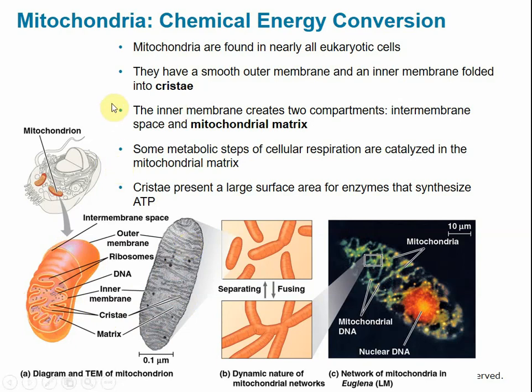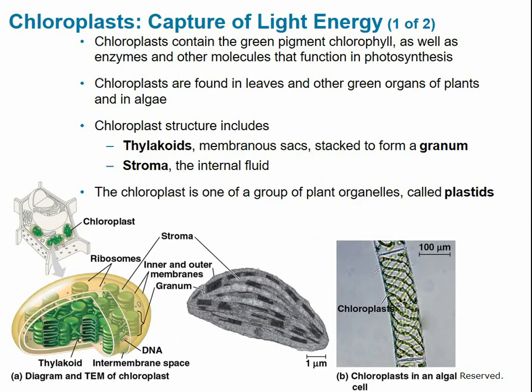in that space. Chloroplasts contain the green pigment chlorophyll, as well as some other enzymes and molecules that function in photosynthesis. So what gives plants that green color is the green pigment in the chloroplast, the chlorophyll. Later on when we talk about photosynthesis, we'll talk about why it's green, but it has to do with wavelength energy absorption. So the green is going to be the most ideal for absorbing the correct amount of wavelength light energy for the plant cells. But chloroplasts are found in the leaves and other green organs and structures of plants and in algae.